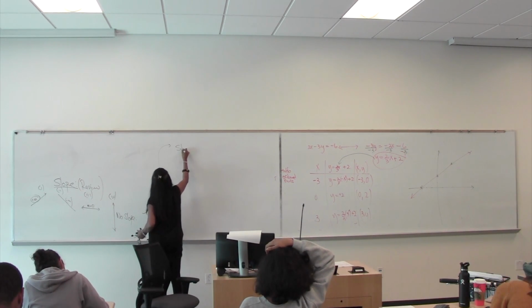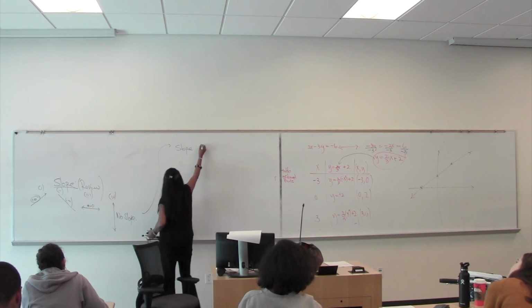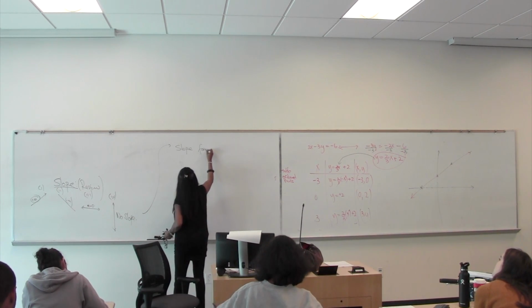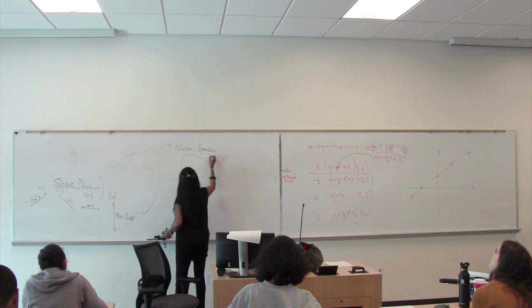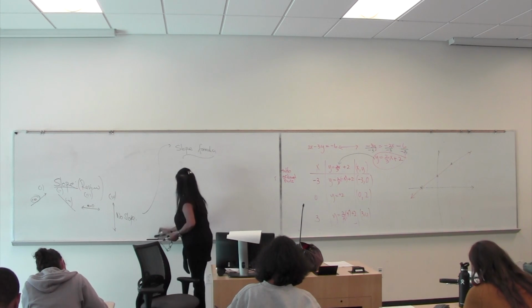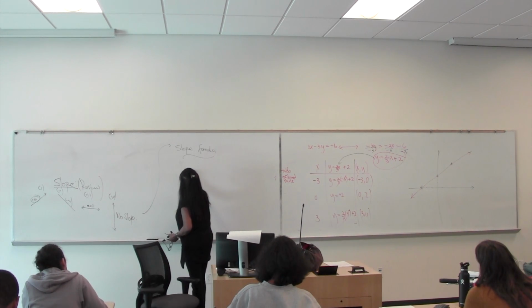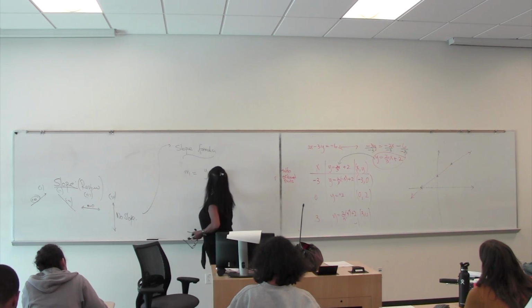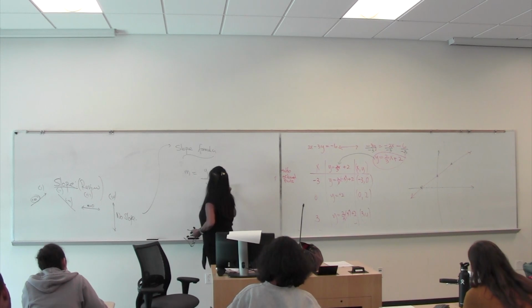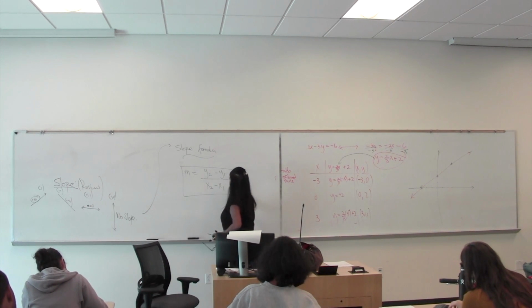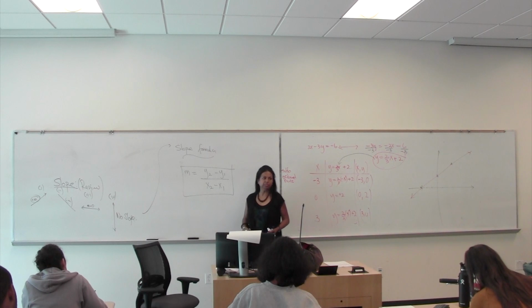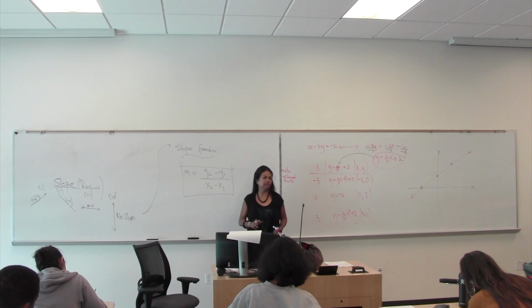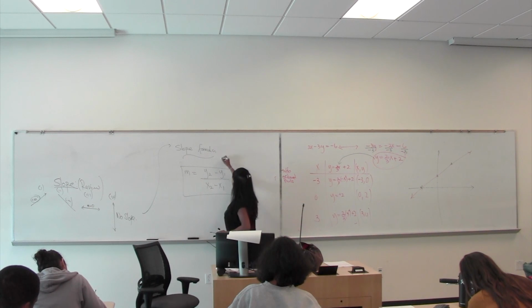Slope formula. Anybody remember the slope formula? Y equals mx plus b. Slope formula is what? M, the slope, is equal to y2 minus y1 over x2 minus x1. Everybody must know this formula. That means you need to memorize it. Every time slope is this. So this is the slope formula.